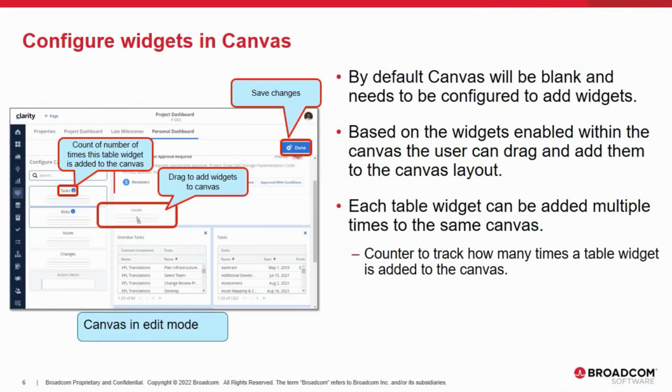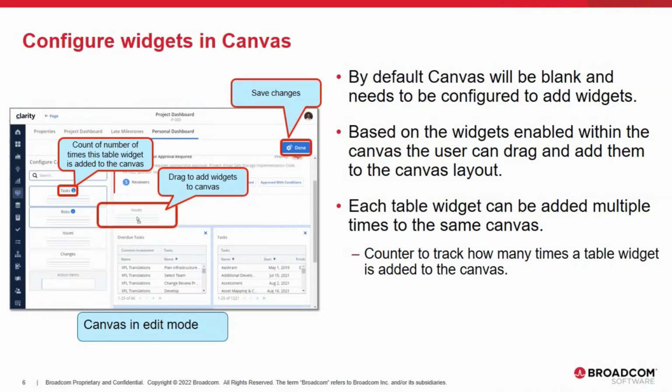That means if any end user goes into that canvas after the admin has enabled it within a page, that canvas will appear blank. The end user will then need to click on configure and can look at all the widgets that are available, whether it's the 4 table widgets or the action item widget, and can drag and include those widgets in their canvas layout. This functionality is similar to the status report canvas that was introduced earlier.